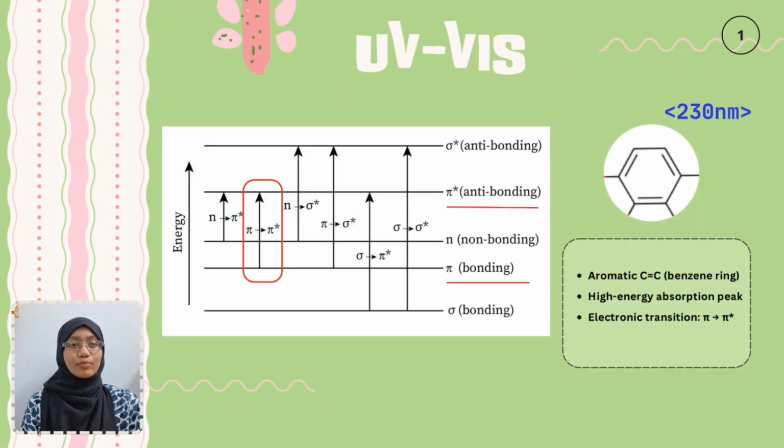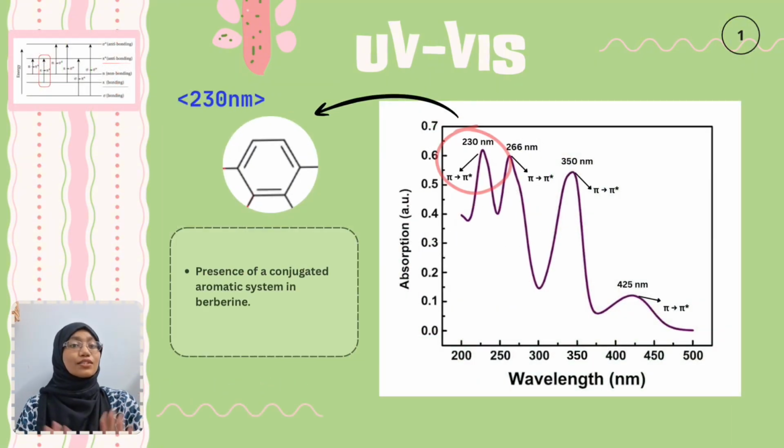To understand why this peak occurs, we look at this energy level diagram. The area in red represents the pi to pi star transition. This occurs because berberine contains conjugated double bonds, which is C=C, that have electrons occupying pi bonding orbitals. When the molecule absorbs energy, these electrons jump to the pi star antibonding orbital. Because there is a large energy gap here, it requires high energy light, which creates the prominent peak that we observe at 230 nm.